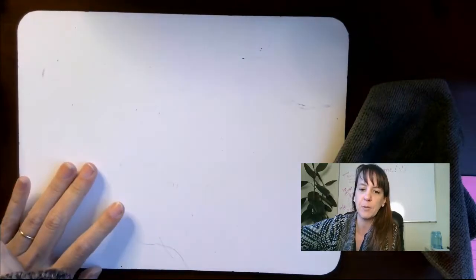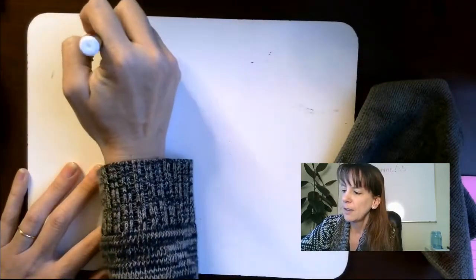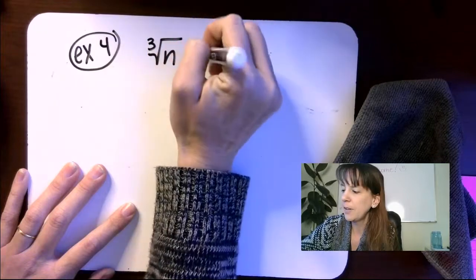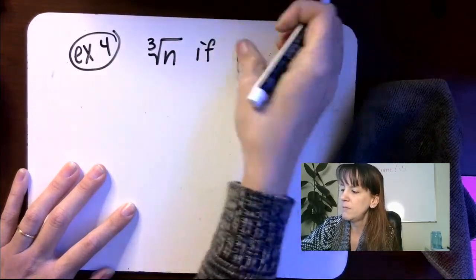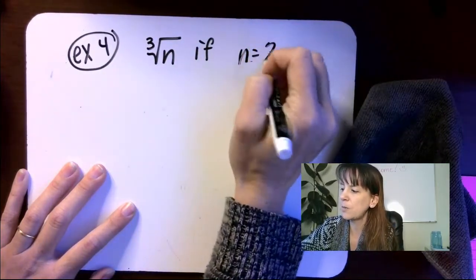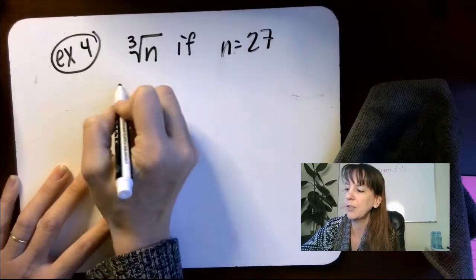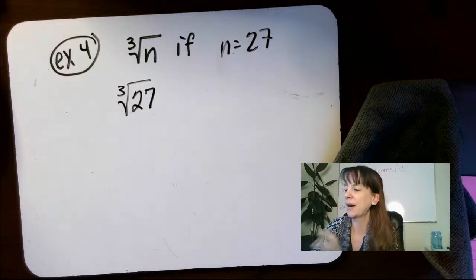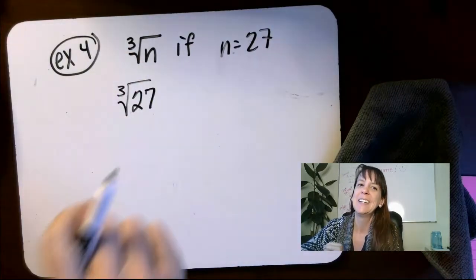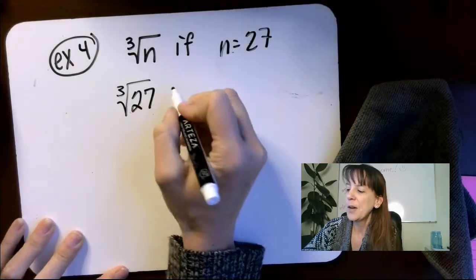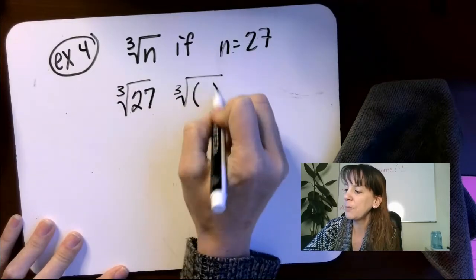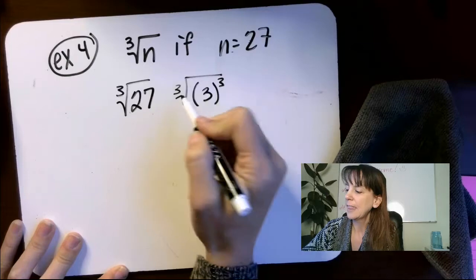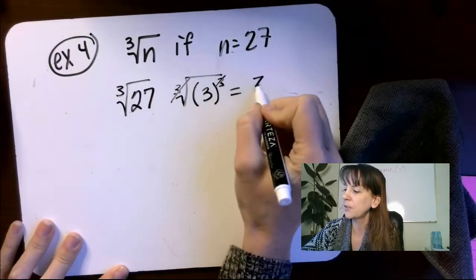All right, so example number 4. This is the nth root of 27 if n equals 3. I think I said 3 to the n power. I didn't mean to say that. I meant to say the cube root of 27. So now we have the cube root of 27, which we know we need something to the 3rd power which gives us 27. That's going to be 3. The root cancels out with the exponent, and we're left with 3.